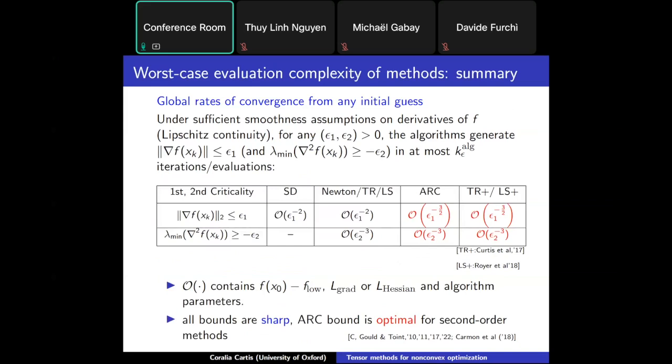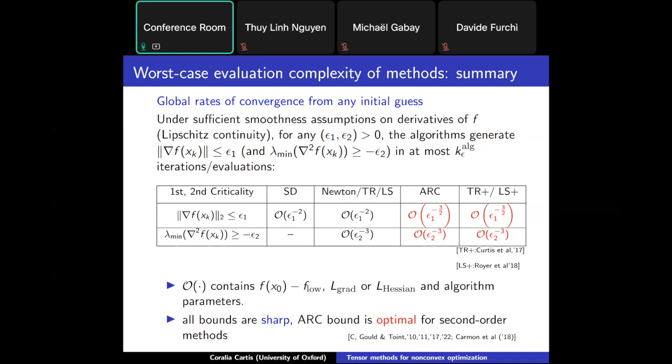To get a gradient smaller than some epsilon 1, say, steepest descent is epsilon^-2. Newton with all classical trust region and line search is also epsilon^-2, as I said, and these bounds are sharp. Then cubic regularization is epsilon^-3/2. This is better for epsilon between 0 and 1, the small epsilon, than these bounds. And then there are versions of trust region and line search that also have the same complexity of ARC, built based on this cubic regularization framework. We can also give guarantees for second order, but I don't need to talk too much about those.